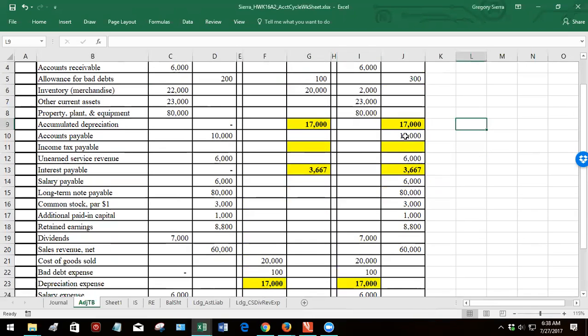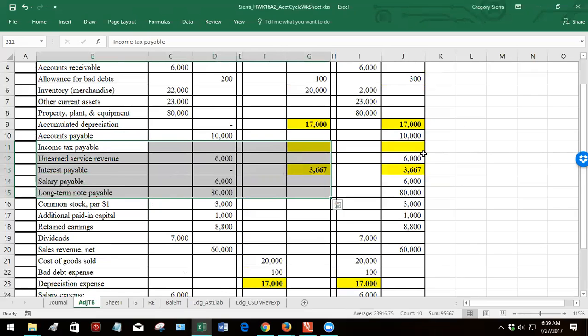Okay, and then we go down further. We have accounts payable, income tax payable, unearned service revenue. Excuse me, it is not a revenue account. It's not revenue yet. It's a liability. You got paid from the customer and you still have to provide, say, a magazine subscription. You got paid for insurance premiums, but you still have to provide the insurance. Interest payable, salary payable, long-term note payable. These are all the liabilities.